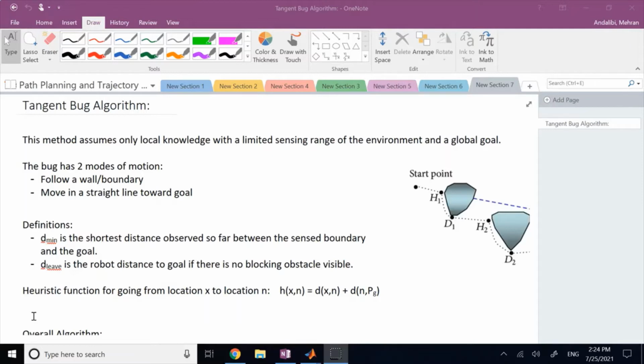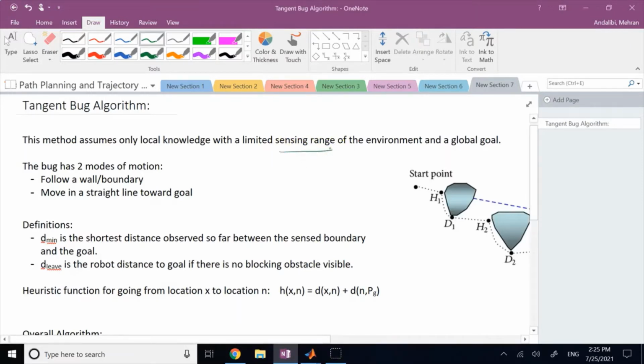What this tangent bug does, and what distinguishes it from the rest of the algorithms we have seen, artificial potential fields, PRM, and A star, is that here you do not have the global map. You do not know exactly what you are going to be facing, where the obstacles are. You can only rely on a range sensor. That's what you can do.